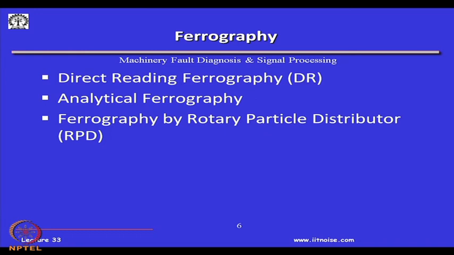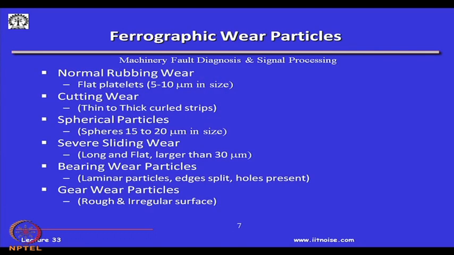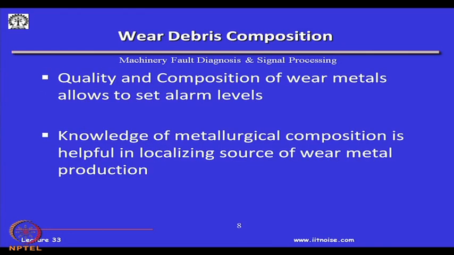Of course, ferrography comes in different formats, direct reading or analytical ferrography from the ferrogram, etcetera. And the ferrographic wear particles in the oil have different sizes. For example, in normal rubbing wear, the debris look like flat platelets of 5 to 10 microns in size. Cutting wear particles are thin to thick curled strips. Spherical particles are of smaller ball sizes, 15 to 20 microns. If there is severe sliding wear, the particles will be long and flat and larger than 30 microns. If there are bearing wear particles, there will be laminar particles, edge plates and holes. In gear wear, particles usually have a rough and irregular surface. This is just to give you a brief idea of how the particles look.